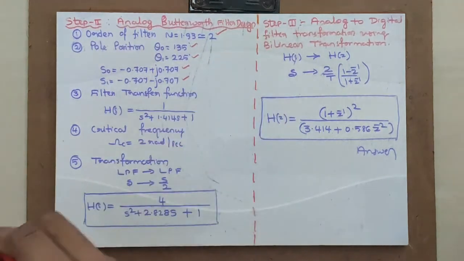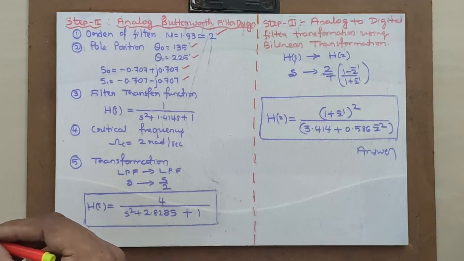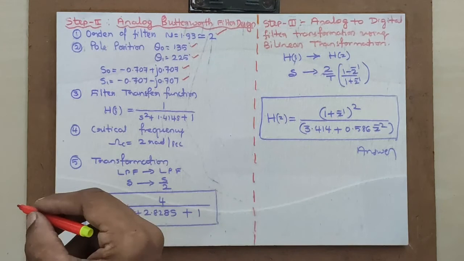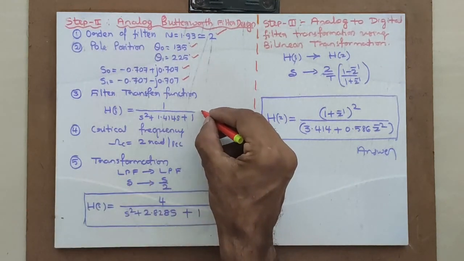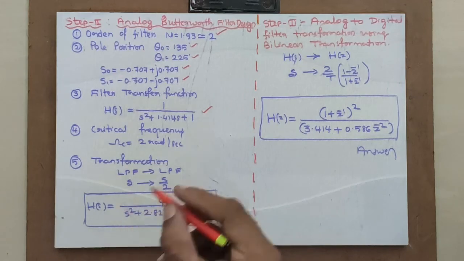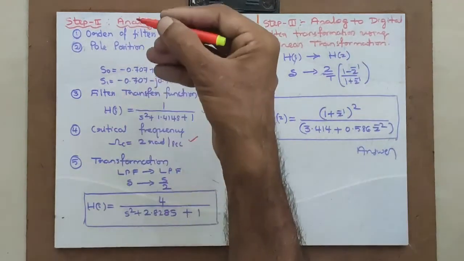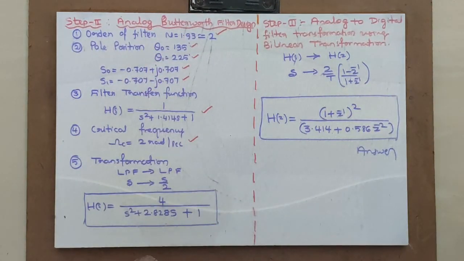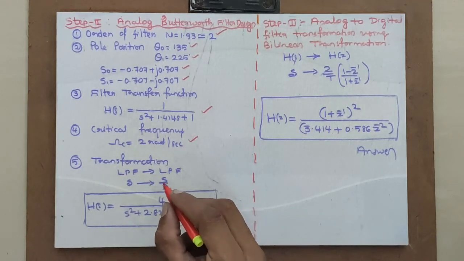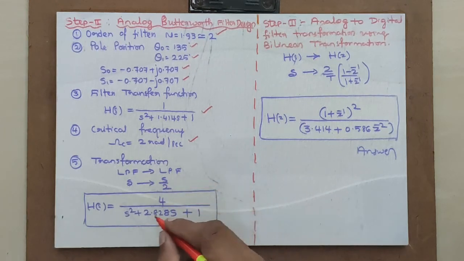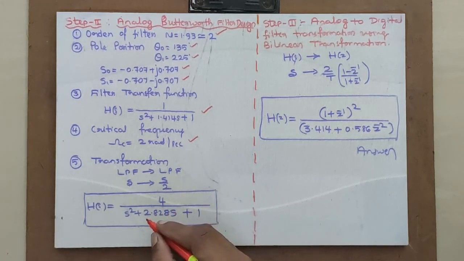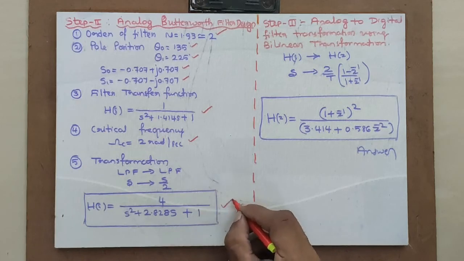You can plot those poles here. The filter transfer function H of s is equal to 1 divided by s minus s naught, s minus s1. If you do that, s square plus 1.414 s plus 1 results. Now you can find the critical frequency, 2 radians per second. You have already done all of these, every step, but for the completion of the example I am doing it. Transformation, the fifth step, low pass to low pass transformation, where s goes to s by omega c or s by omega p. That results in my final analog filter transfer function H of s equal to 4 divided by s square plus 2.828 s plus 1. This is my answer at the fifth step.